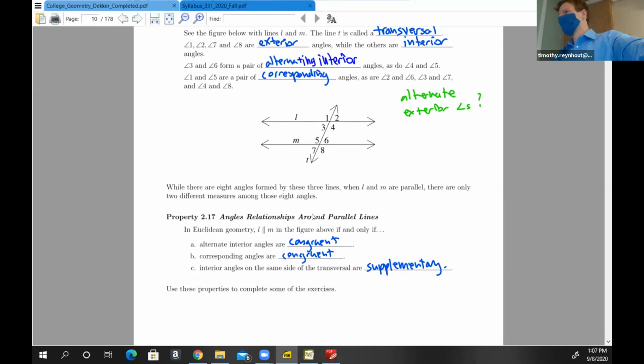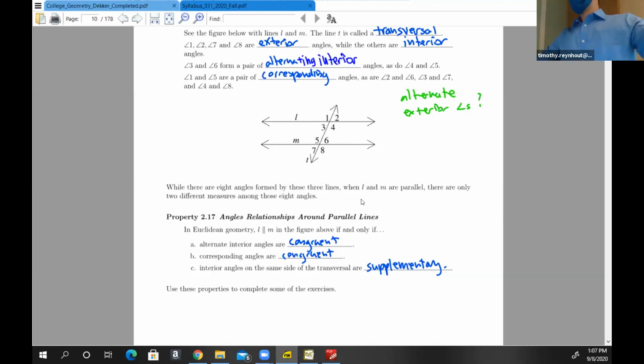Alternate interior angles are congruent. So 3 and 6 are congruent, 4 and 5 are congruent. Corresponding angles are congruent: 1 and 5 are congruent, 2 and 6 are congruent, 4 and 8, 3 and 7. And interior angles on the same side of the transversal are supplementary. So 4 and 6 are supplementary, 3 and 5 are supplementary.